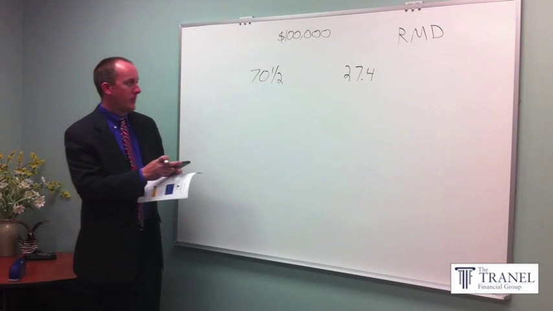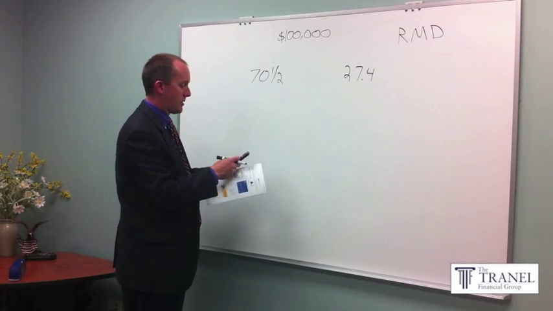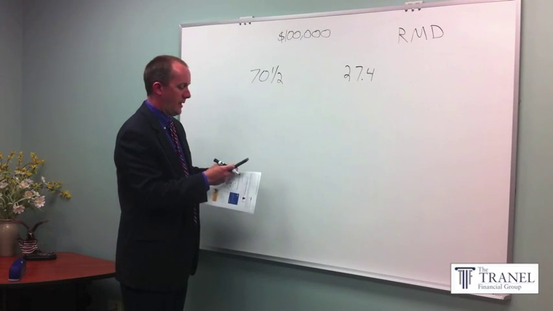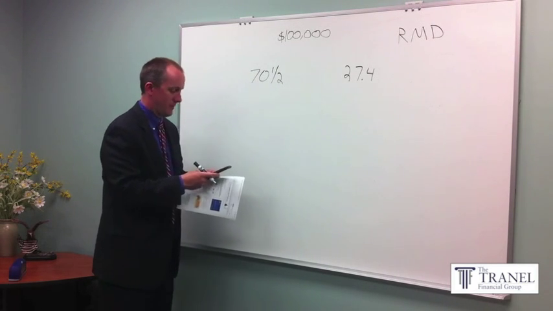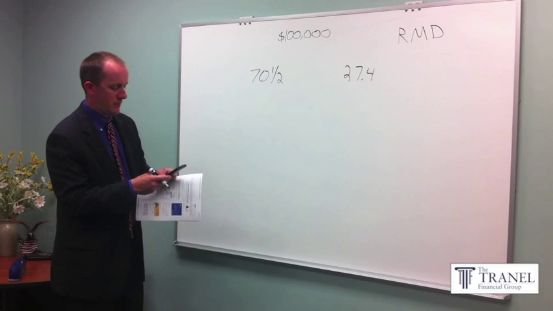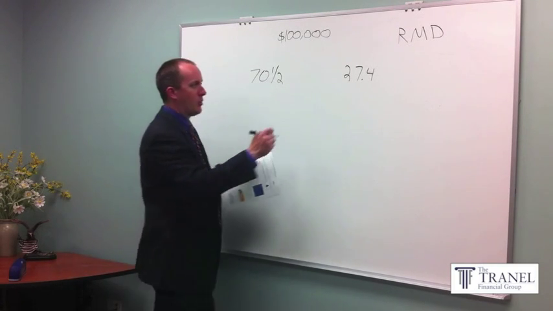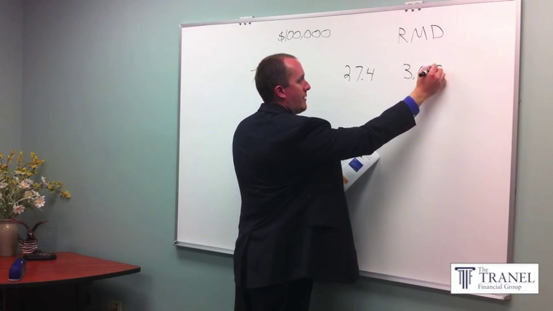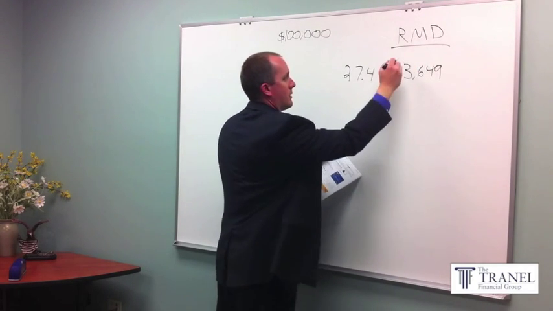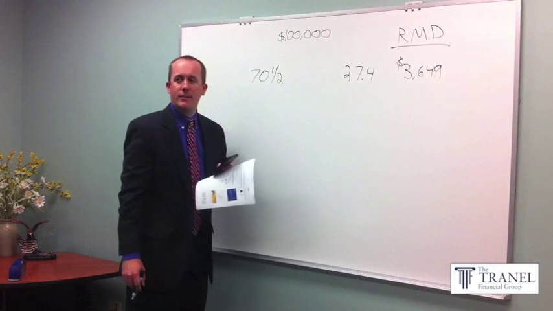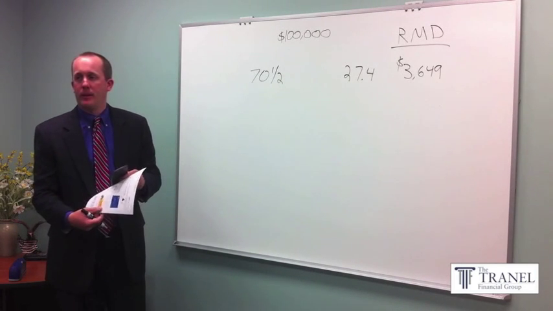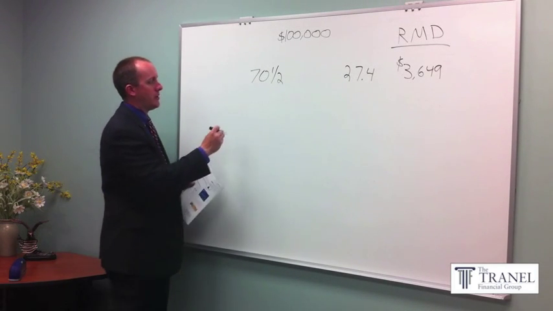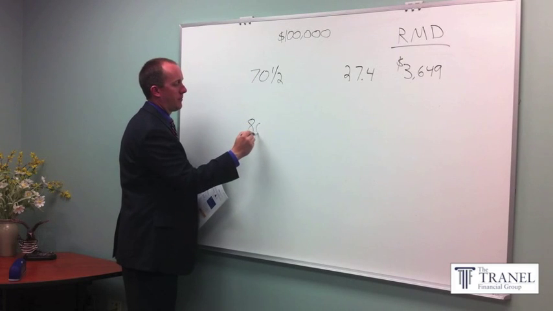In this example, $100,000 divided by 27.4 equals $3,649. That's the RMD. Now fast forward to an 80-year-old.